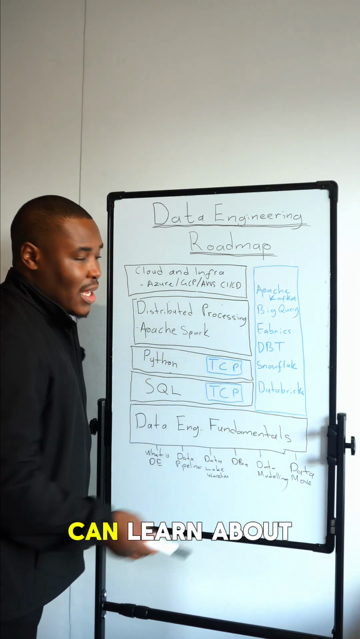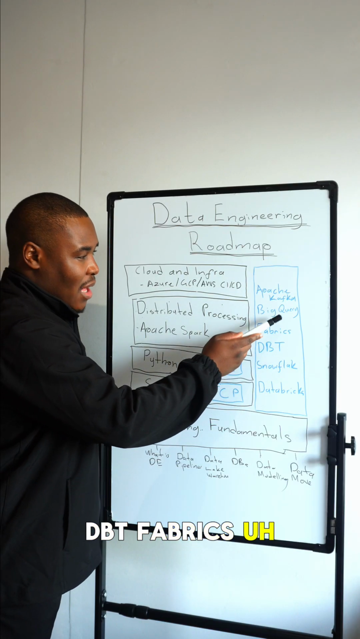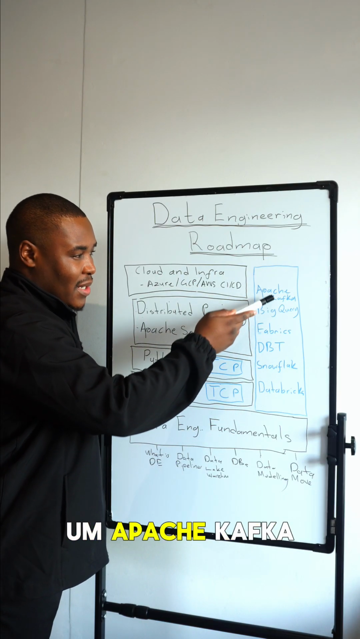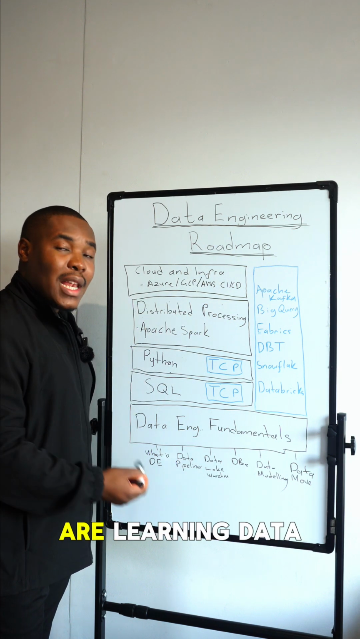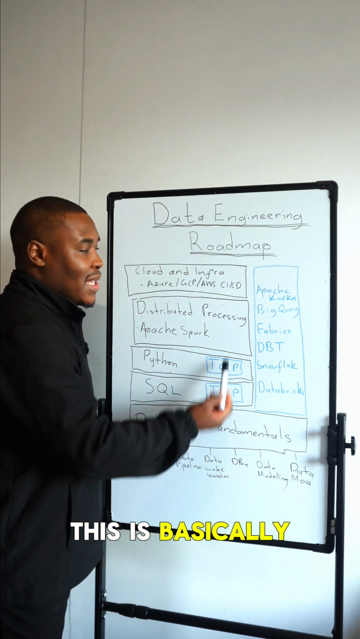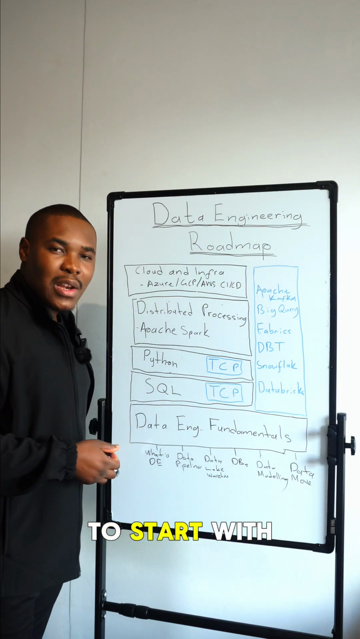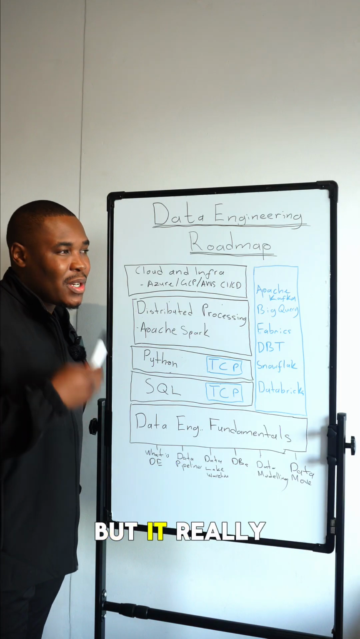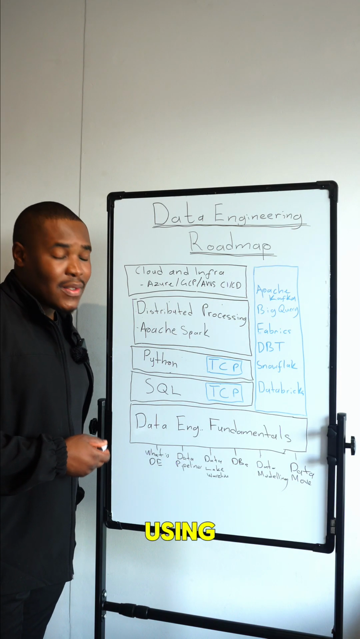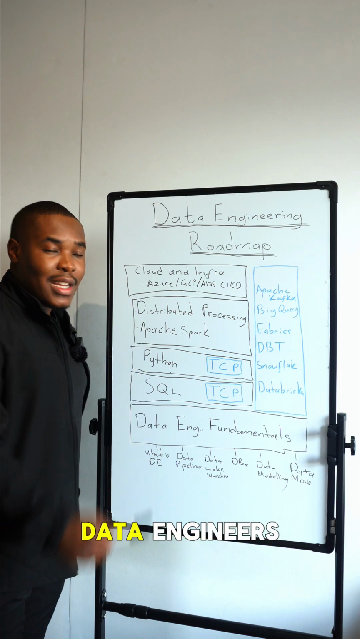There's a couple of tools you can learn about here, right? Databricks, Snowflake, dbt, Fabric, BigQuery, Apache Kafka. This is actually really good for streaming data. But if you are learning data engineering, this is basically where you start. The tools, you need to choose the tool that you want to start with, and then as you become better, you can move over to other tools. But it really depends on what the company is using. So this is a data engineering roadmap for those that want to become data engineers.